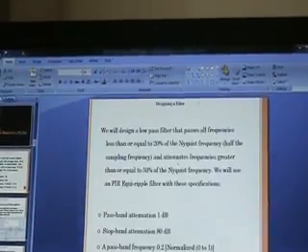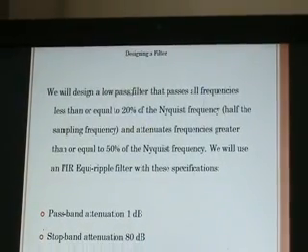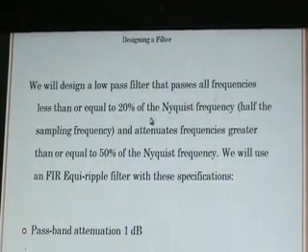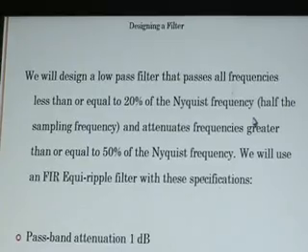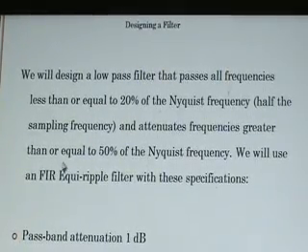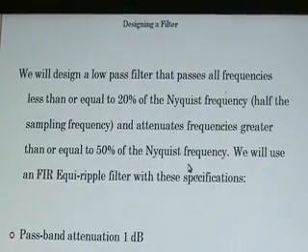We'll take a small example. We will design a low pass filter that passes all frequencies less than or equal to 20% of the Nyquist frequency, that is half the sampling frequency, and attenuates frequencies greater than or equal to 50% of Nyquist frequency.